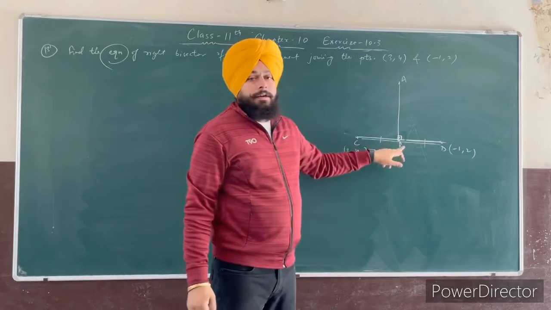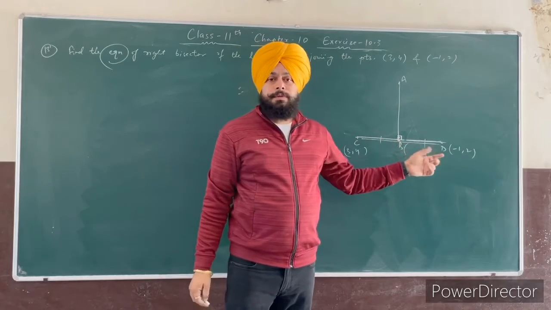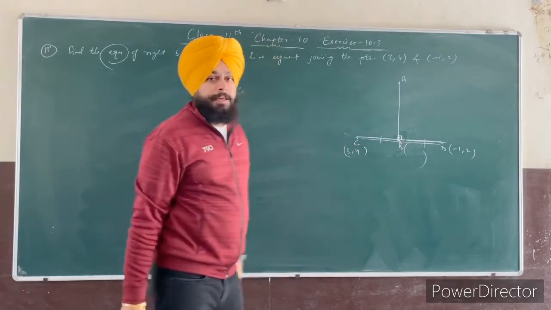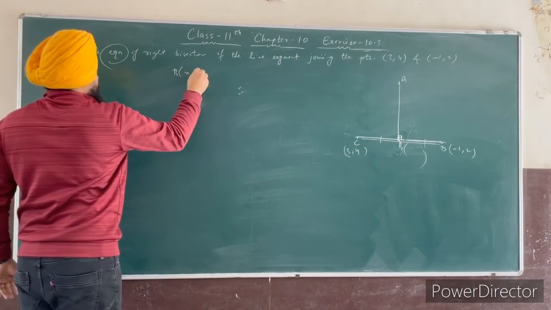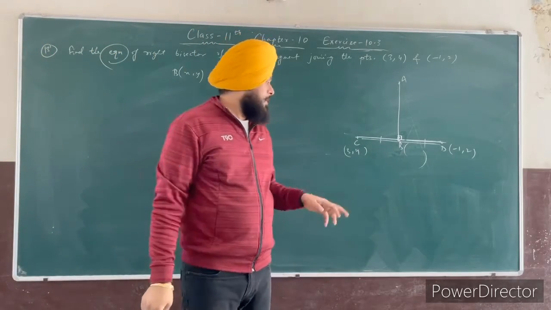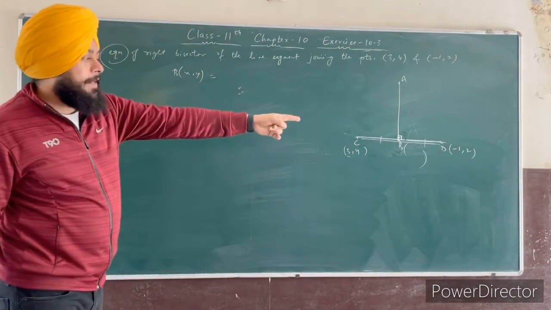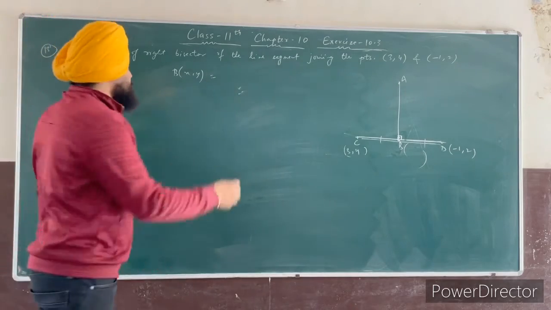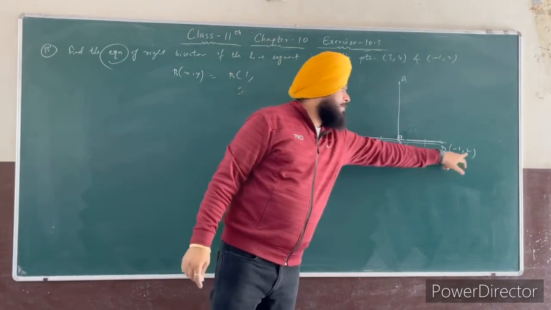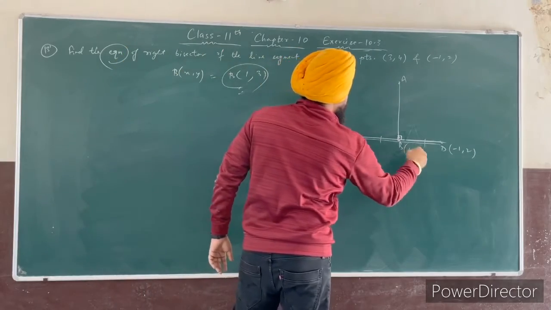So first we will find this point B. We know that this B is on the perpendicular bisector of CD, so B is the midpoint of CD. By the midpoint formula we can easily find point B. What is the midpoint formula? (x1 plus x2) by 2 and (y1 plus y2) by 2. C is (3, 4) and D is (-1, 2). X1 is 3 and x2 is -1, so 3 minus 1 is 2, 2 by 2 is 1. Next, (y1 plus y2) by 2: 4 plus 2 is 6, 6 by 2 is 3. It means the coordinates of point B are (1, 3).